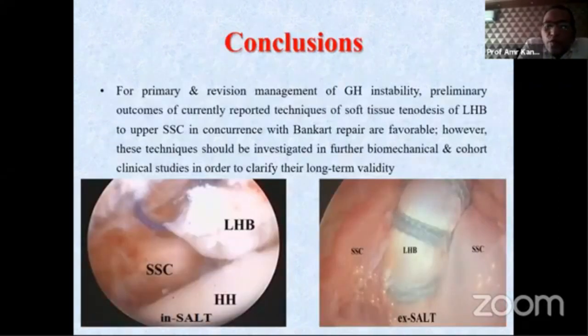In conclusion, for primary and revision management of glenohumeral instability, preliminary outcomes of the currently reported techniques of soft tissue tenodesis of the long head of biceps to upper subscapularis in concurrence with capsulolabral repair are favorable. However, these techniques should be investigated in further biomechanical and cohort clinical studies in order to clarify their long-term validity.